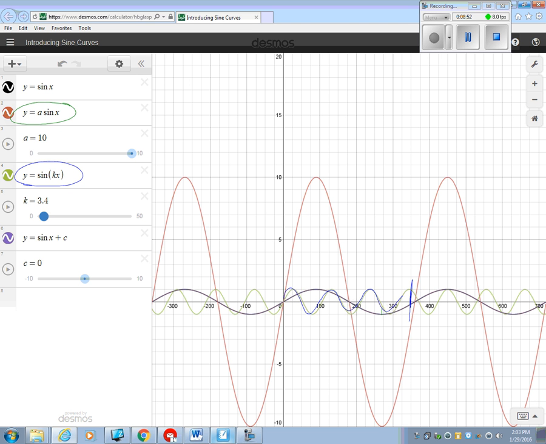If I look at the last one, y equals sine x plus c, and I start moving that slider around, my graph starts moving. It's still the old sine curve, but it's moving up and down. The higher it gets, it's positive. Look at positive 6.7, it went up. And if I go over here, it's going down. So my c moves my graph around.